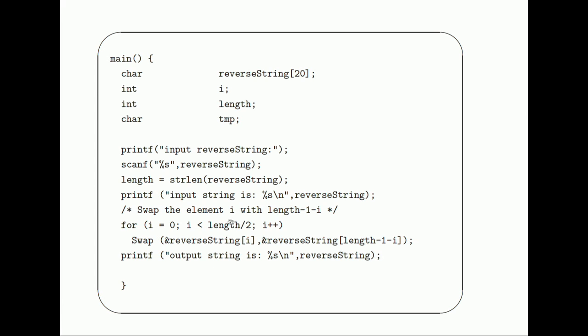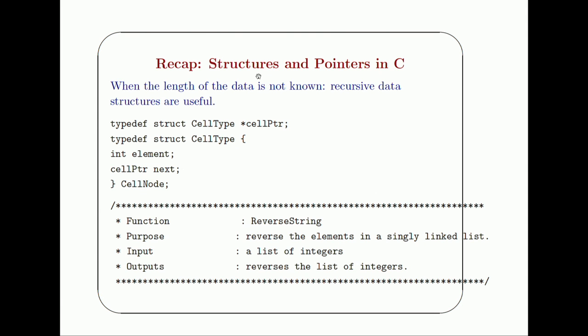Okay. And what are we doing? Till length by 2, I am swapping the two elements. Swapping means exchanging the two elements in the array. Now, you have seen in the programming course that you could use arrays, or you can also use recursive data structures. What are recursive data structures now?